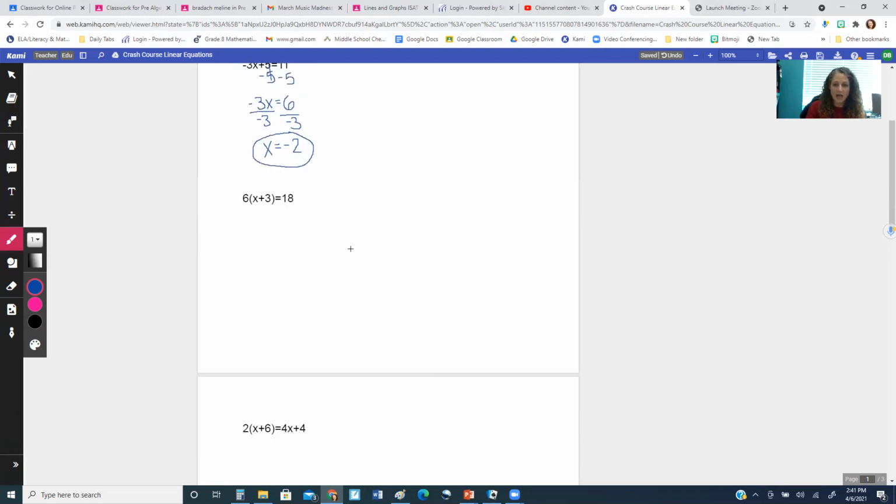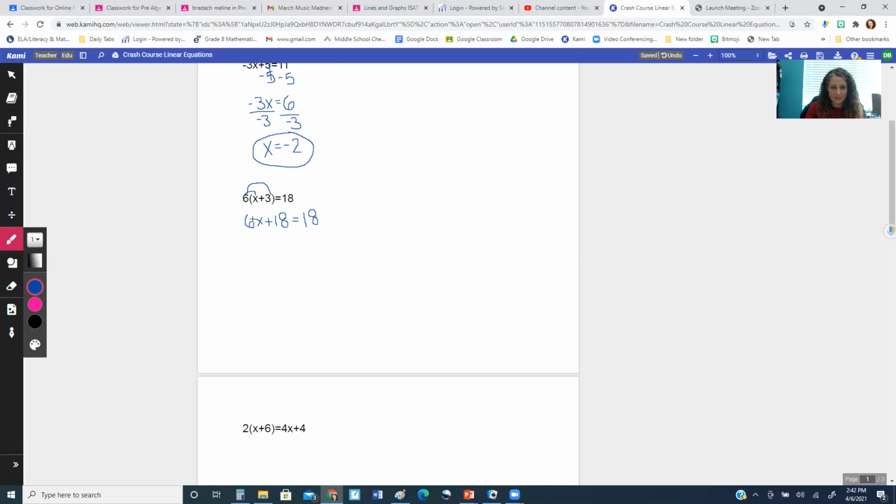On this next one, we have an additional step. We have this x plus 3 in the parentheses, and it's multiplied by the 6. So I need to multiply this 6 and distribute it through. I have a 6 times x and then a plus 3. So 6 times x is just 6x. And 6 times plus 3 is plus 18. Equals 18. All right, so I have a plus 18 here.